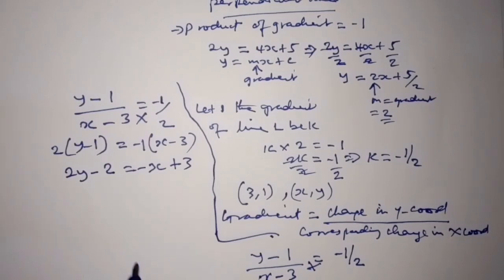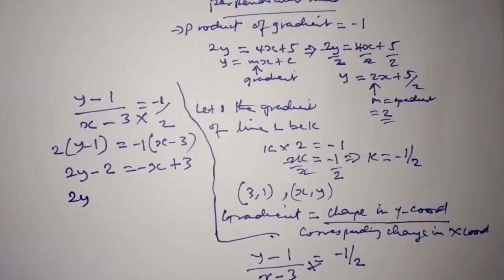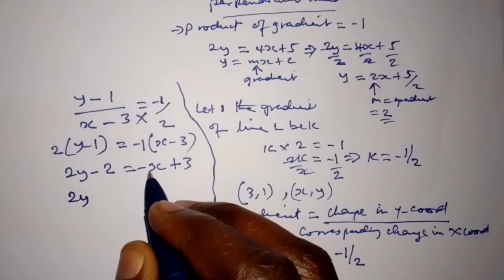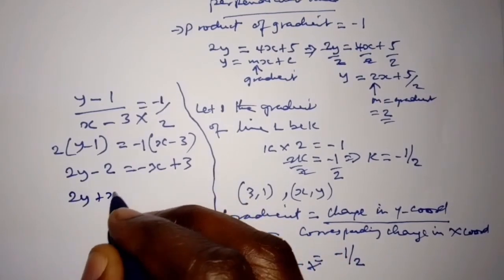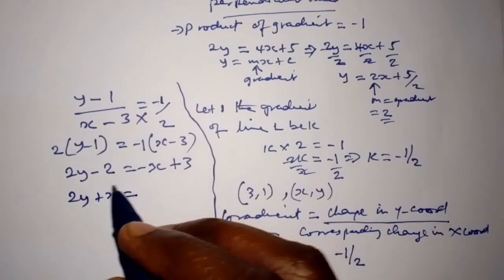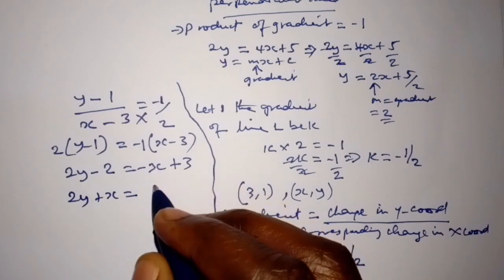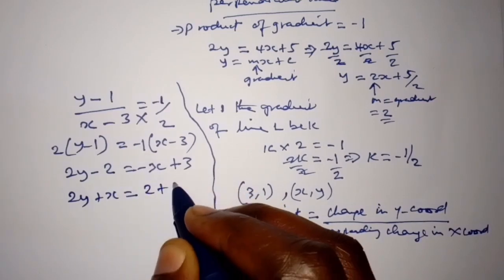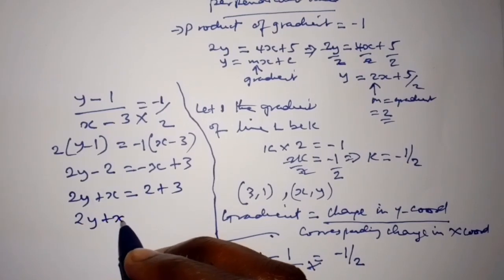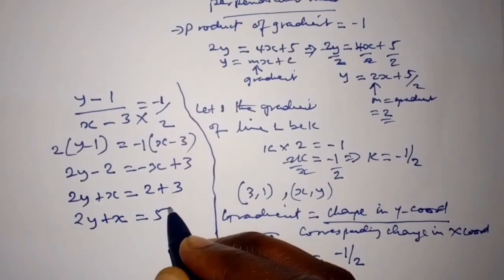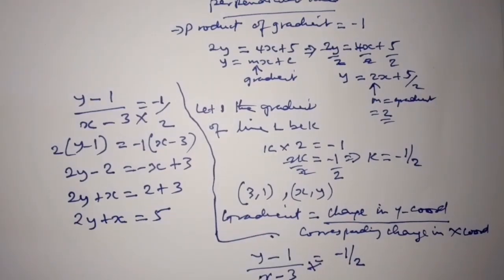So now we can say that this is 2y. We bring negative x to the other side, it becomes positive, plus x is equal to negative 2. We take this to the other side, it becomes positive 2, so it is 2 plus 3. 2y plus x is equal to 5.